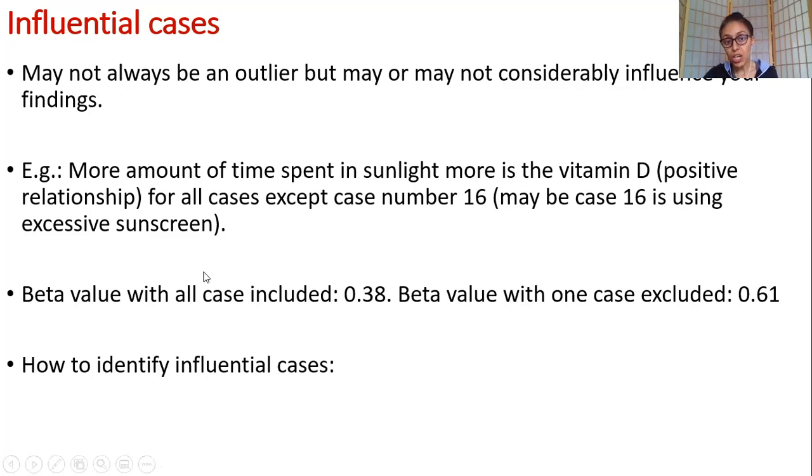All right, so the beta value with all cases included is 0.38, but the beta value with one case excluded, so participant ID number 16 excluded, is 0.61, meaning for most of your population. So this could be one participant, participant number 16, but maybe you have collected this data on 2000 people. So for 1999 of these people, this is a true story: more sunlight, more blood vitamin D; less sunlight, less blood vitamin D. Only she is an exceptional case because of her lifestyle habits.